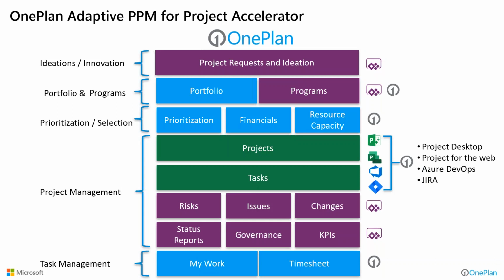Then on top of that, what makes this really adaptive is the fact that with the connectors that come with One Plan, you can have the projects not just come from only Project for the Web. They can come from your Agile tools like Jira or Azure DevOps, or they can use a full-blown copy of Microsoft Project Desktop to feed those plans. And those are just a subset of the things that are possible, but those are four of the more common ones that we run into in the marketplace today.